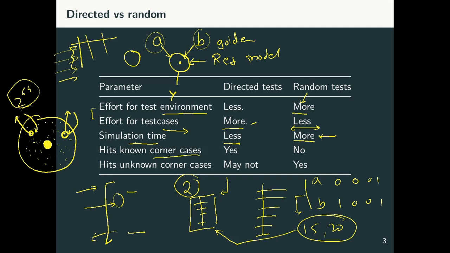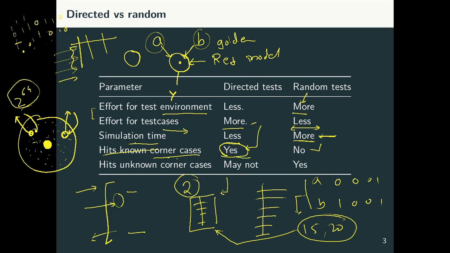Then hitting known corner cases, for example, if it is an adder, I know that my corner cases are 0, 1, 1, 0, 1, 1, 0, 0, and then 1, 1 with a carry, 1, 0 with a carry, and 0, 0 with a carry. If these are my known corner cases, then the chance that I will hit all the known corner cases with directed test case is very high. With random test, I might not hit each and every one of these cases.